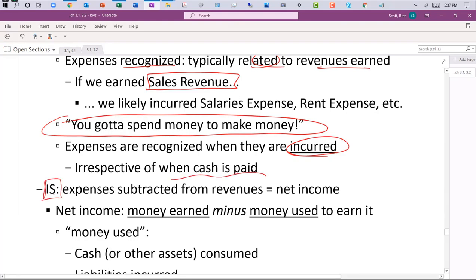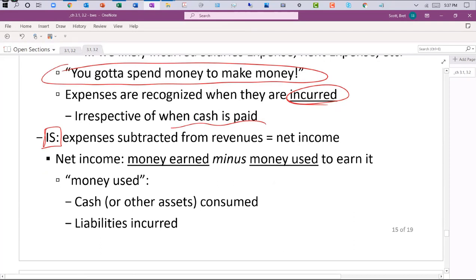So on the income statement, another way to look at this expense recognition principle is when you look at the income statement, you know that expenses are subtracted from revenues to determine net income. But what does that net income really mean though? Net income, think about net income like this. Net income represents money earned minus the money used to earn it. In other words, we want to show net income, an amount that represents what it took out of our pocket to pay to earn that revenue. That's what a good income statement is.